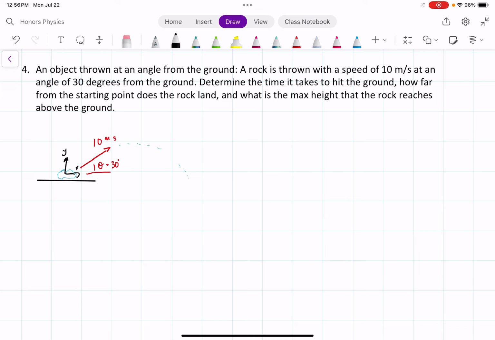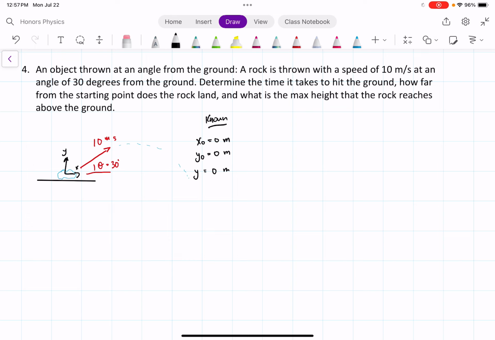And then we're going to write our knowns and what we're trying to find. Our knowns: the initial x position is 0, the initial y position is 0, and we know that our final y is 0. These are all meters. We need to now decompose our vector into our x and y components.